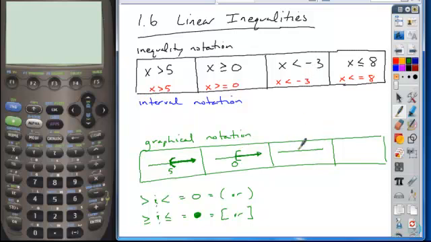What would this one look like? Critical point at -3, is it going to open to the right or to the left? X is less than -3, so it's going to open left. Will it be a parentheses or a bracket at -3? There's no equal to, so it's a parentheses. And so it's going to open to the left. And then our final example here, critical point at 8. Does it open right or left? Opens to the left. Will it be a parentheses or bracket? Bracket. And so those are what our symbols are going to represent.